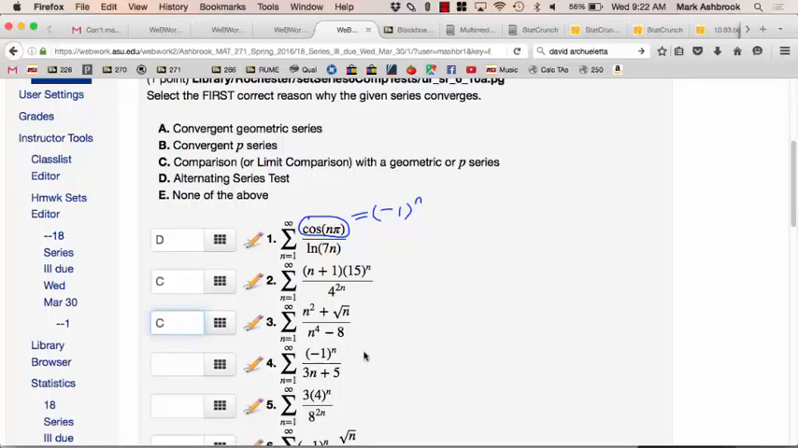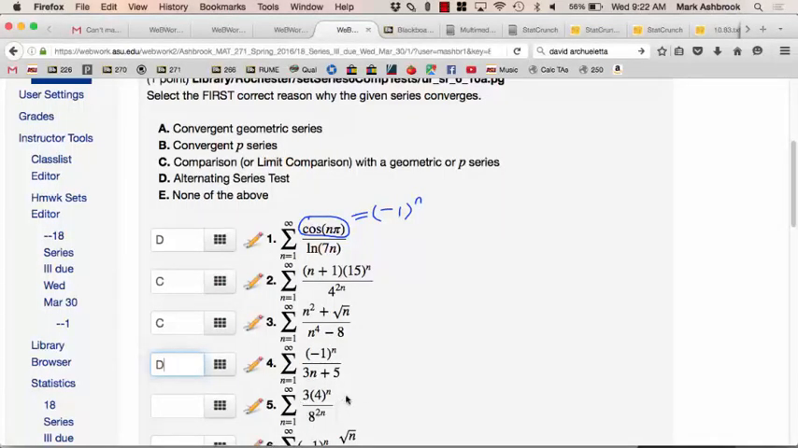Okay, next one. That is an alternating series. It's not a p-series. It's not geometric, but it alternates, and since it decreases, this is very similar to the alternating harmonic series because it's like 1 over n, kind of. So that's alternating.